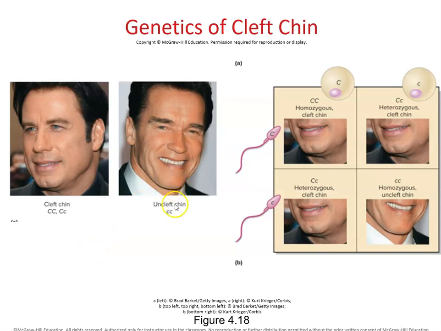If we have no cleft chin, we have 2 copies of the recessive trait. There's no dominant copy to cover up the recessive.